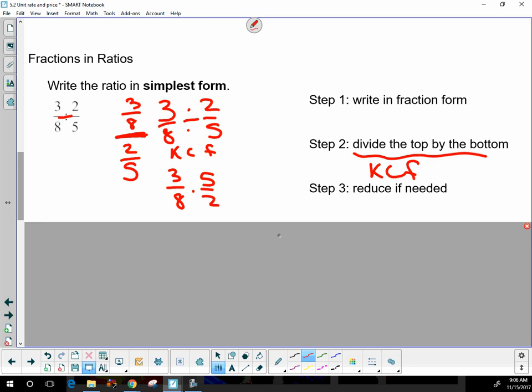There's no cross canceling we can do, so we end up with 15/16, and that is indeed in simplest form, not the lowest terms. 3/8 is lower than 15/16, or actually 3/8 is a lot smaller than 15, but we have it in a nice round number now.